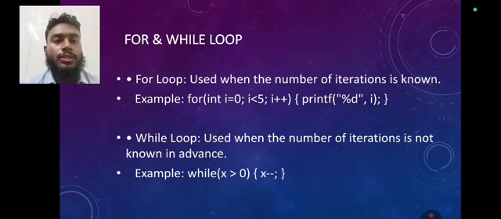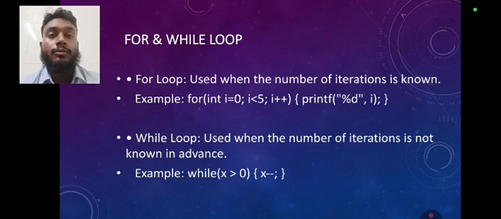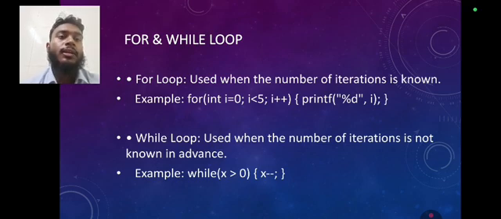The first one is the for loop. A for loop is a control structure that allows you to repeat a block of code for a certain number of times. It is basically used when the number of iterations is known.